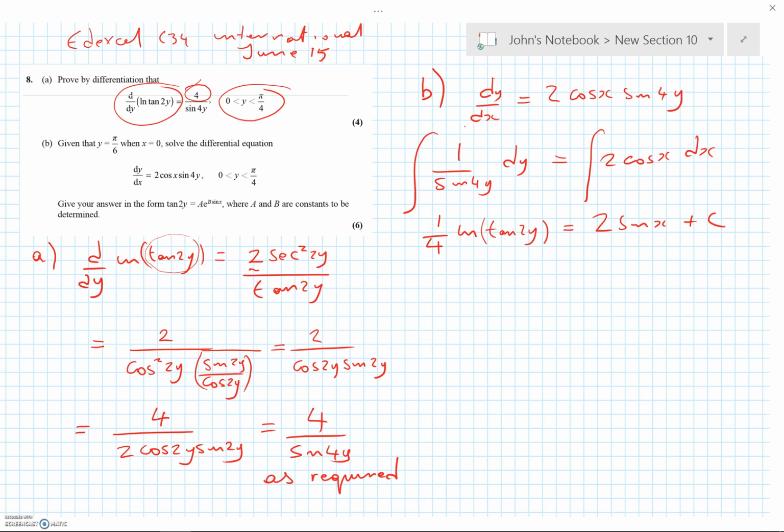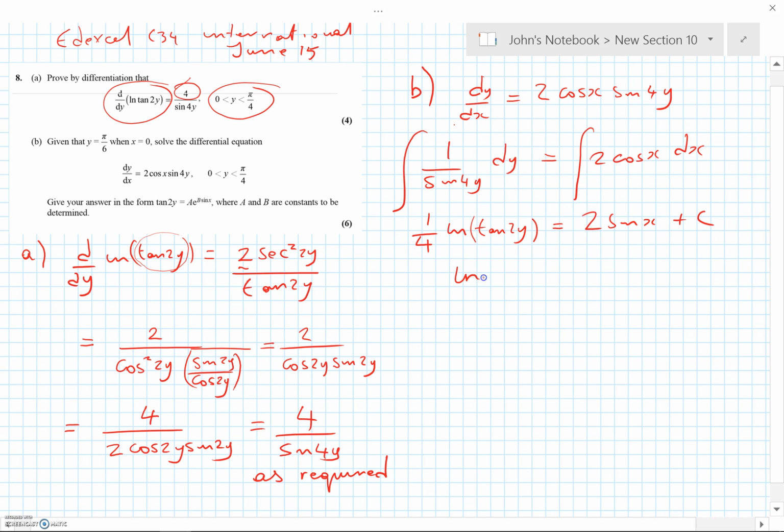I suppose we could just times by 4 at this stage and just do ln tangent 2y is equal to 8 sine x plus c dash, if you don't like the fact that it's a different c.